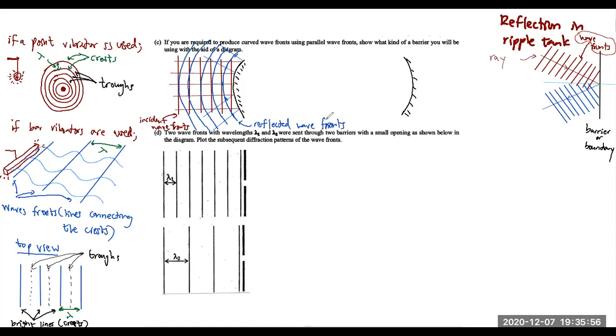So when you send parallel wave fronts towards a barrier like this, the reflected wave fronts will be parallel to that barrier. I mean, parallel in the sense straight lines here, then they will reflect off the surface like this. And what will happen here? So without the rays, let's try to draw them. Let's say you are sending wave fronts like this using a bar vibrator. Therefore, it will be sending parallel wave fronts like this towards the barrier. Wave fronts will approach the barrier. After that, how will they reflect off the surface? When they reflect off the surface, they will be reflecting parallel to the barrier like this.